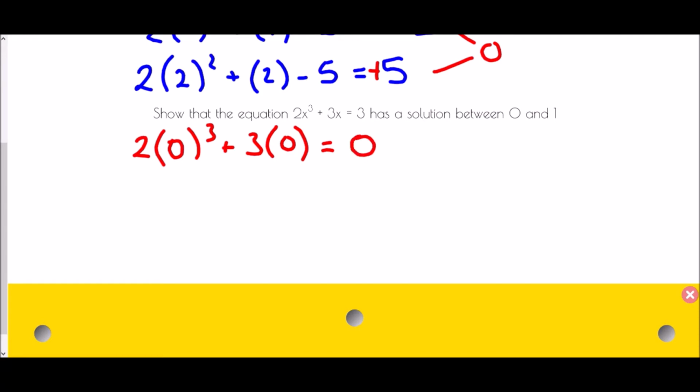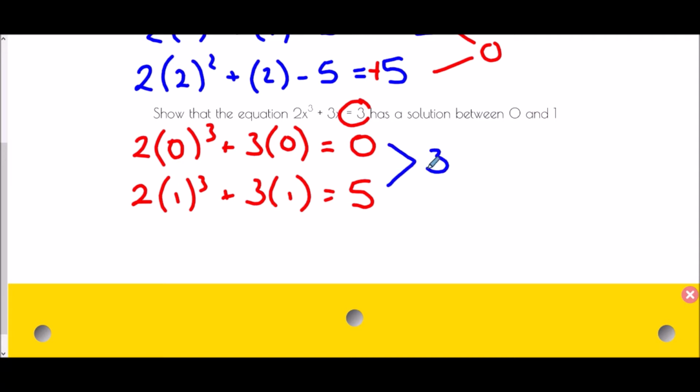And if I place the number 1 into the equation, then 1 cubed is 1, so that's 2. 2 times 1 is 2, and 3 times 1 is 3. Put them together, we get 5, and the answer we were looking for was 3, and that is in between the two values we've worked out, and therefore there's our evidence that there is a solution between 0 and 1.